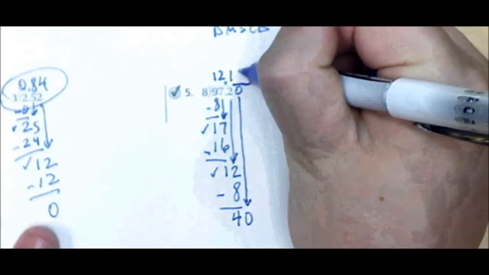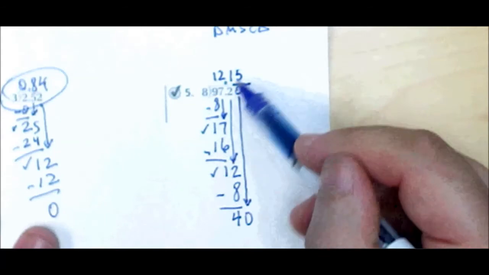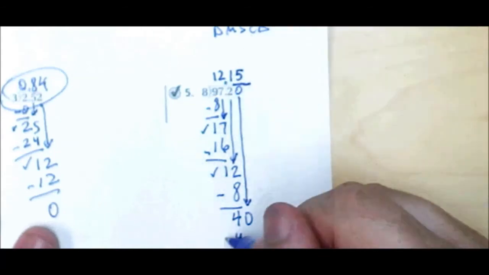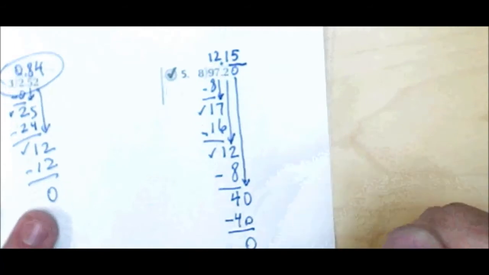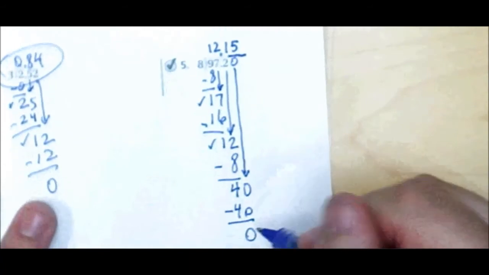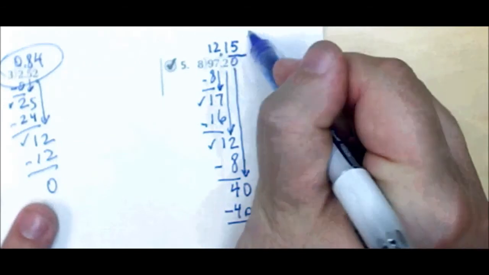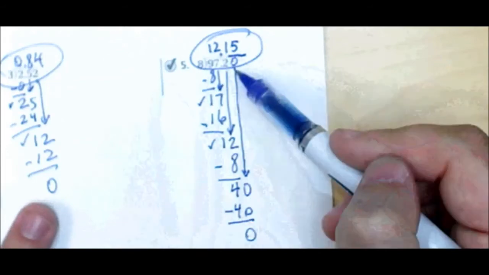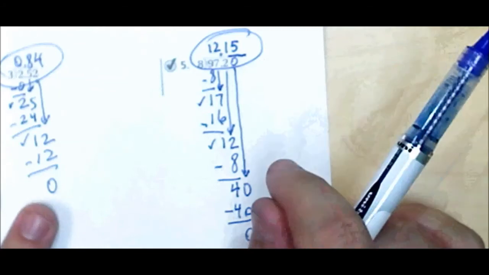It goes into 40 5 times. The 5 goes above the 0 that I added. I multiply. 5 times 8 is 40. And then I subtract them. I get 0. Now my remainder is 0, and I can stop. My answer is 12.15. So adding a decimal and getting rid of the remainder in a situation like this by adding zeros to your dividend, those are the two new things we learned today.